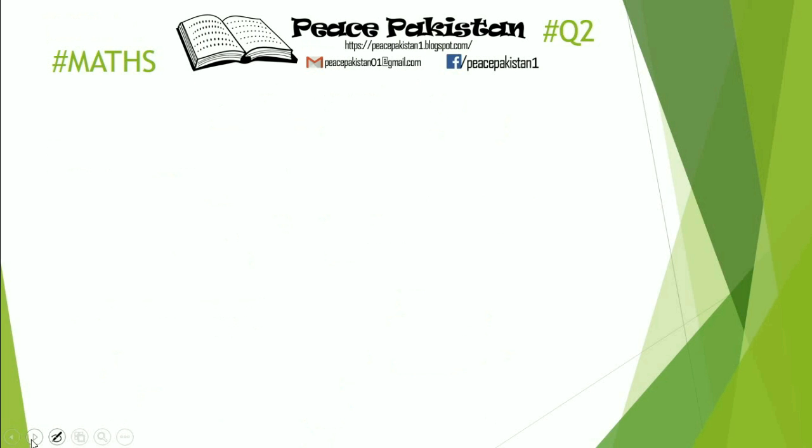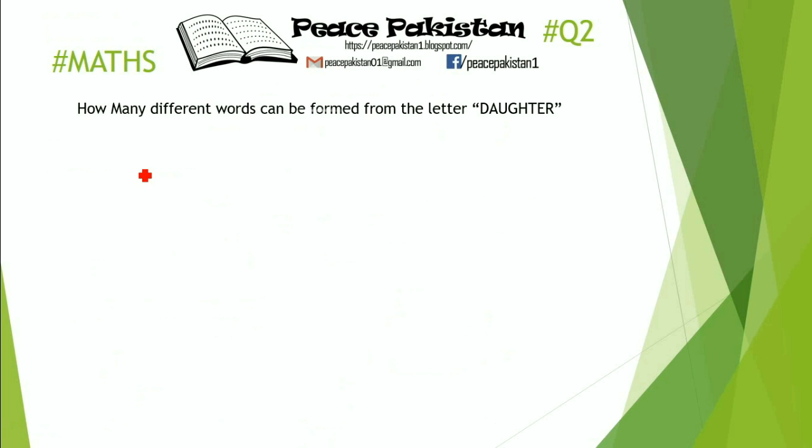Now we will move towards the second question: how many different words can be formed from the letters of "daughter"? The options given to us are these. We don't know the answer yet. Now just quickly count the alphabets: 1, 2, 3, 4, 5, 6, 7, 8. Here there are 8 alphabets. Remember this, do not count a similar alphabet twice. Here there are simply 8 alphabets.